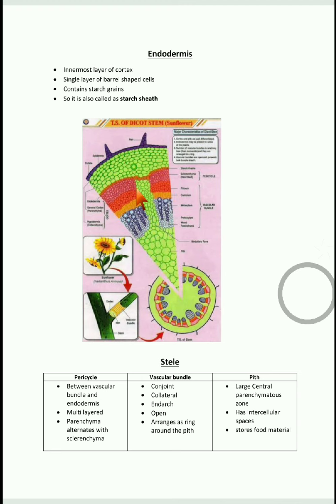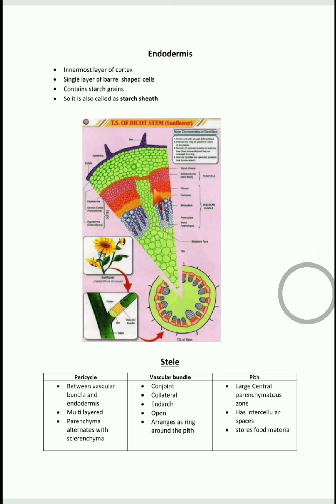You can see this. Inner to endodermis we have stele. This stele includes a pericycle, vascular bundle, and pith. First we'll see about the pericycle part. This is pericycle. This pericycle is present between endodermis and vascular bundle.